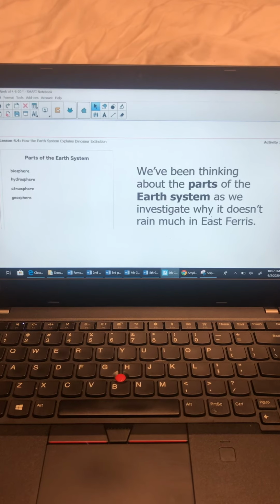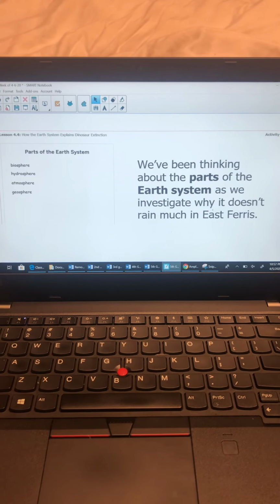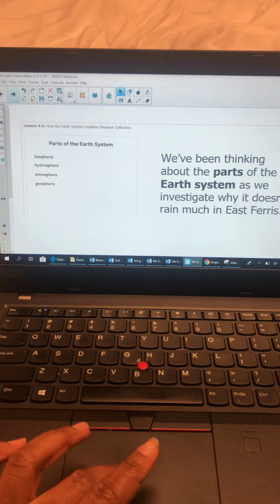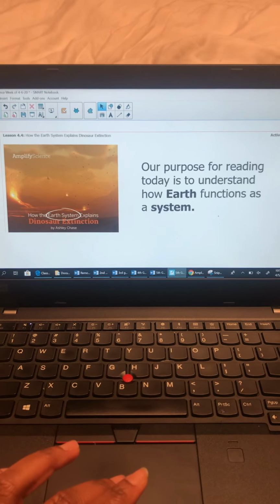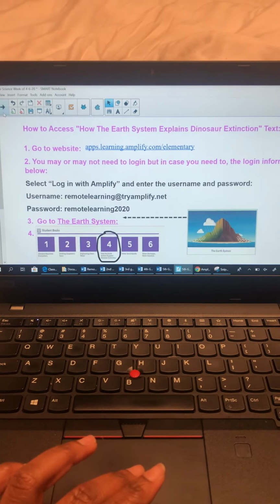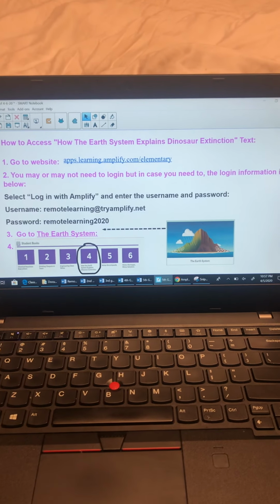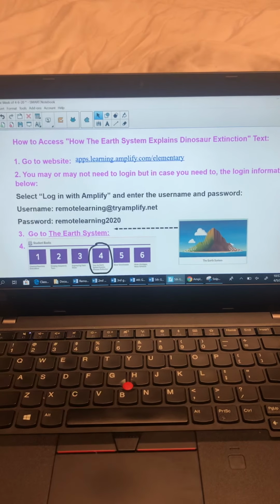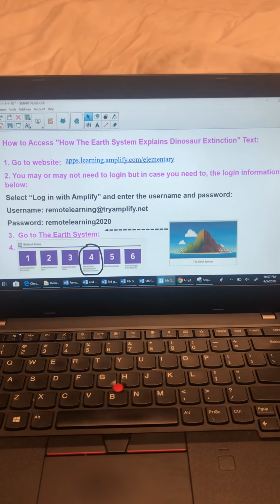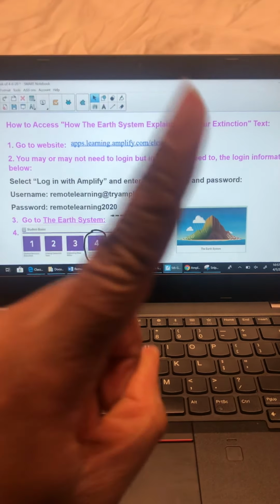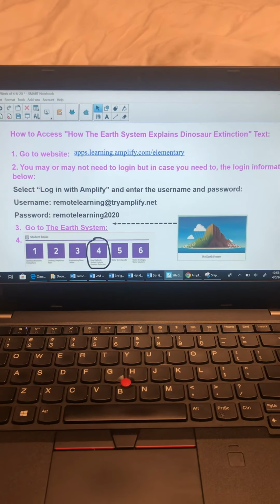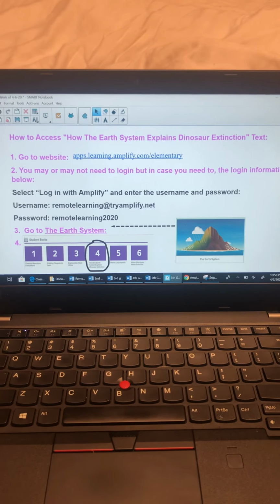On this slide, it says we've been thinking about the parts of the Earth system as we investigate why it doesn't rain much in East Ferris. Our purpose for reading today is to understand how Earth functions as a system. Just like the previous weeks, we are going to be looking again at the digital text using the Amplify digital text app through the website. Please be reminded you can use Google Chrome, Firefox, Safari, any of those browsers that allows you to open up the digital text.